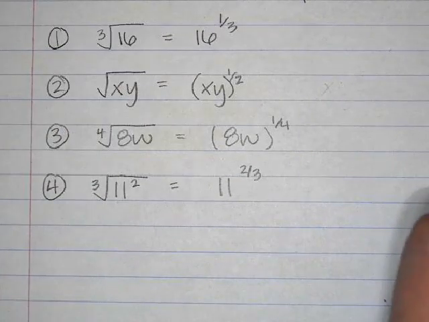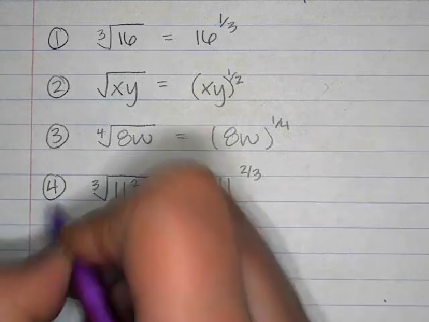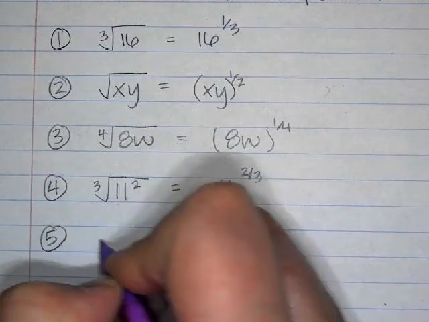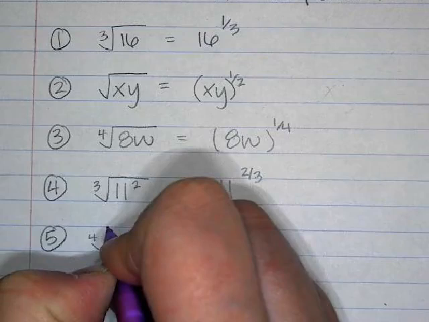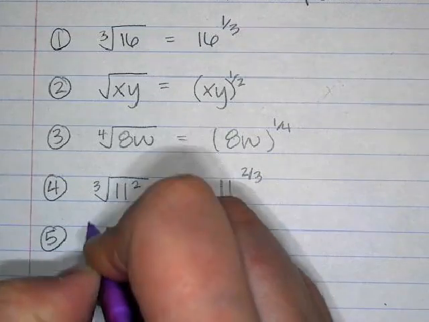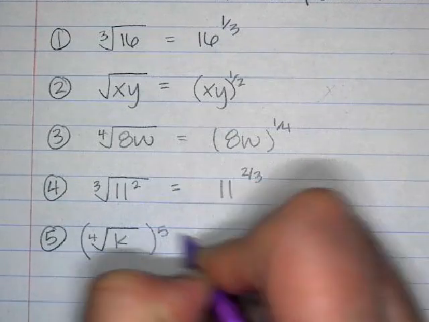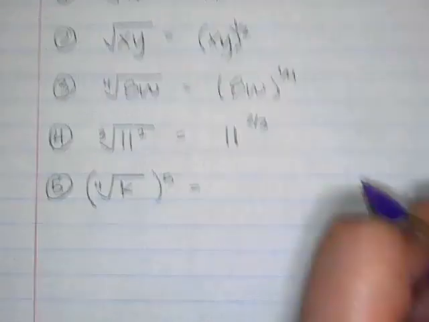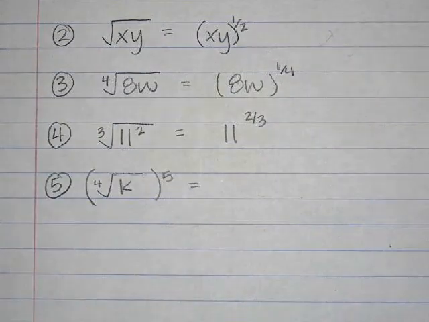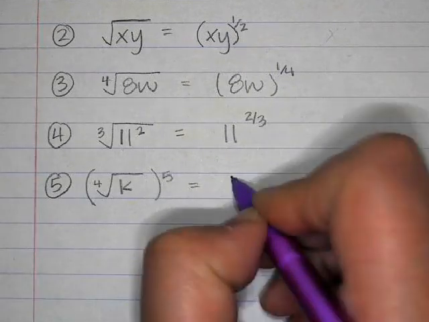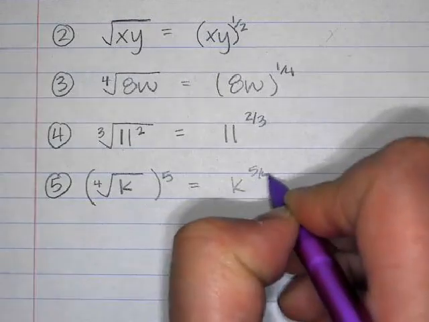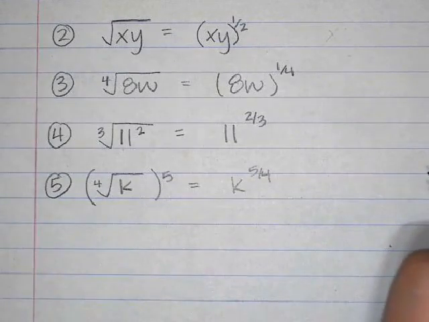Next one, we're going to have the 4th root of k to the 5th. I'm going to write this one funky. This is a funky one. Yeah, this is k to the 5/4. And the way you can remember is the root is always the one that goes on the bottom. So the other one has to go on top. That's just how it goes.